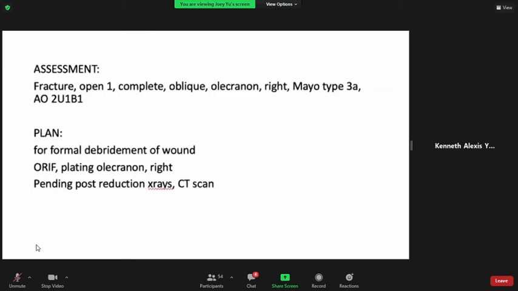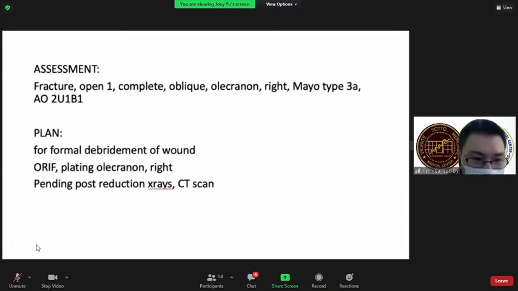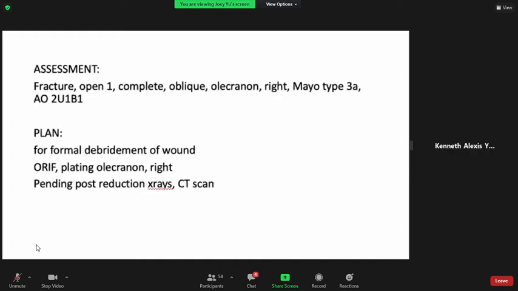Huh? Can you show a paper on that? Or what's your source on that matter, that it is contraindicated to do a tension band wire on a fracture dislocation of the elbow? I will have to review. You have to show something if you're saying that, because I haven't read that.